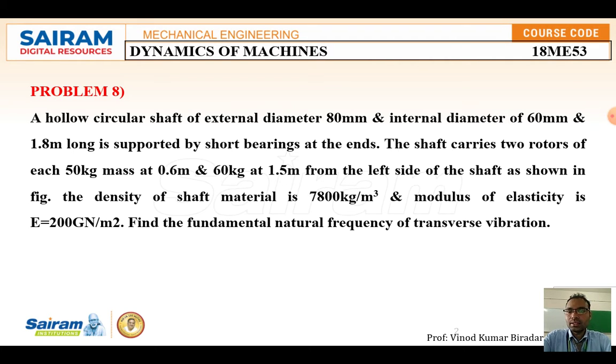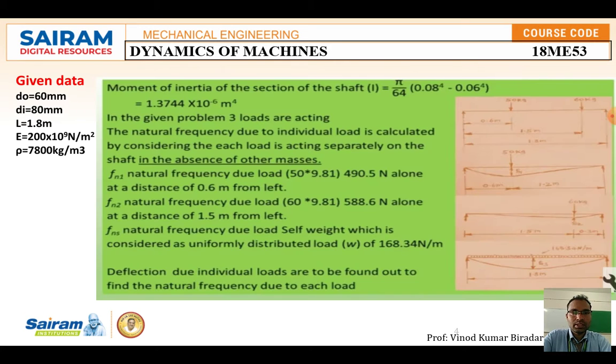Here I will read the problem. A hollow circular shaft of external diameter 80 mm and internal diameter 60 mm, 1.8 m long, is supported by short bearings at the ends. The shaft carries two rotors, one of 50 kg mass at 0.6 meter and one of 60 kg at 1.5 meter from the left side of the shaft, as shown in the given figure.